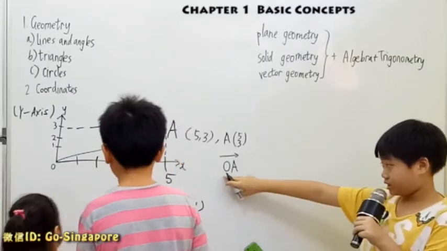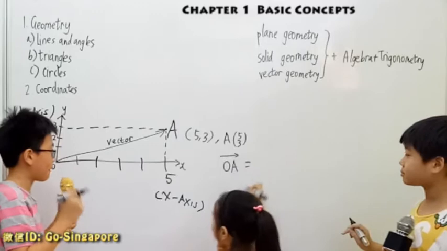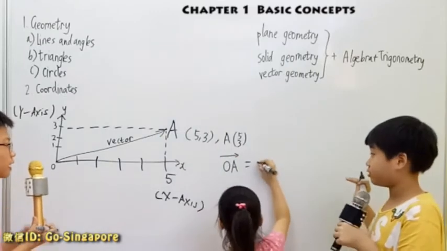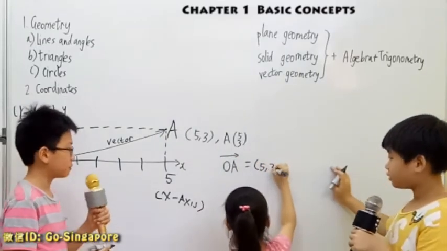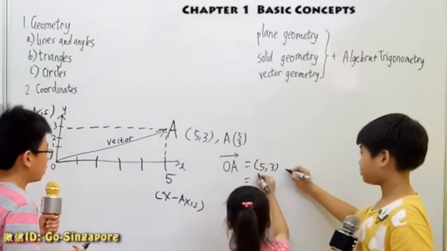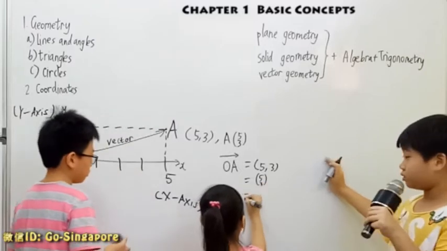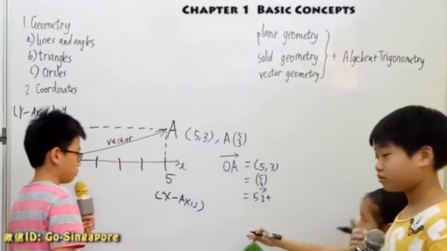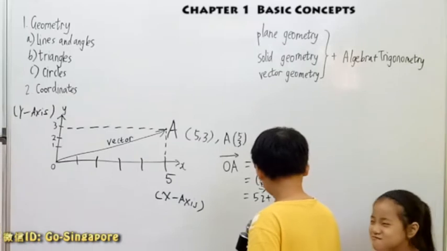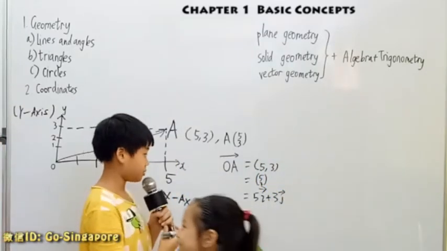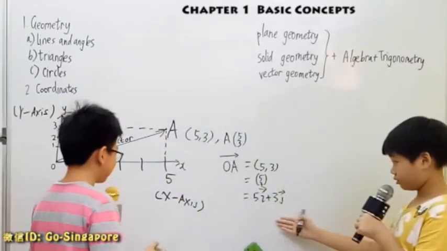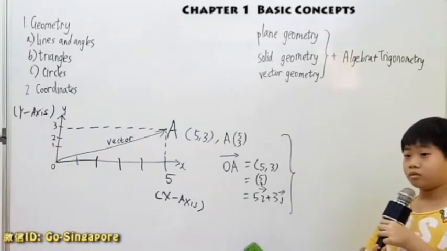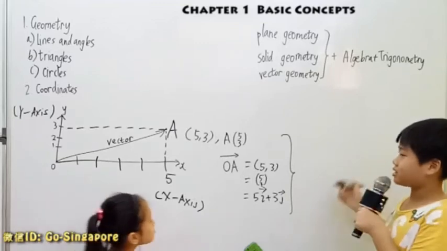Okay, so this is how we write it, right? What are the equals? For this, from O to A, am I right? You can write it like this, or like this. So this is how we can write it, right? With these ways of writing, what can we actually have? What kinds of meanings are there?